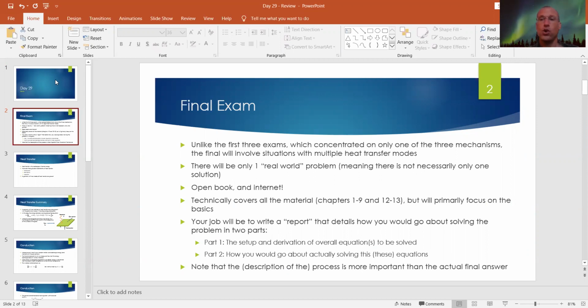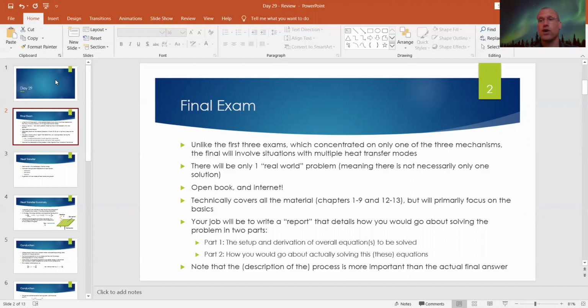I'm going to have basically one real world problem. It's probably going to involve all three modes of heat transfer. It's also a real world problem, meaning that there is not necessarily only one answer. You can make all sorts of assumptions. You can approach it different ways. And so there's not necessarily one right answer. It's more about how would you go about solving this problem.